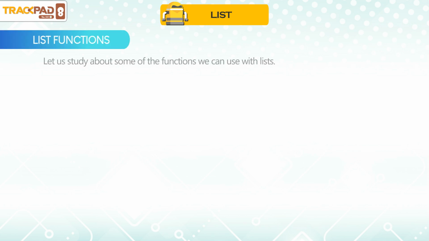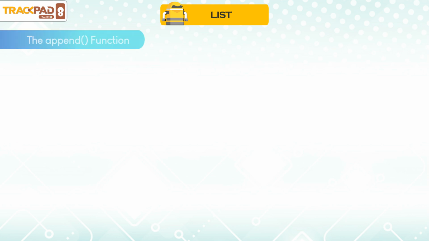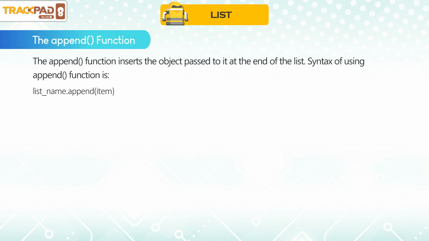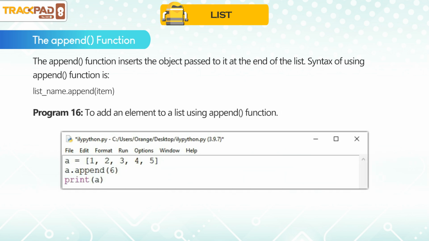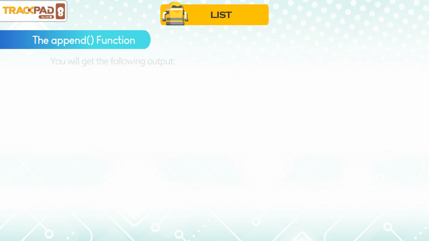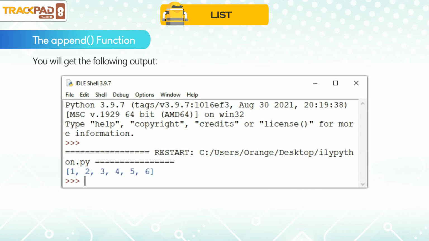List functions. Let us study some of the functions we can use with lists. The append function. The append function inserts the object passed to it at the end of the list. Syntax of using append function is Program 16. To add an element to a list using append function. You will get the following output.